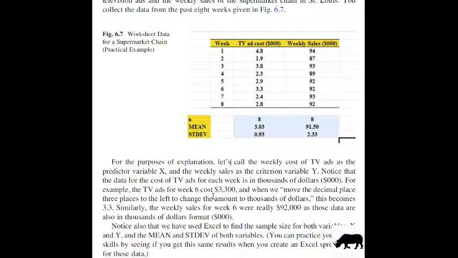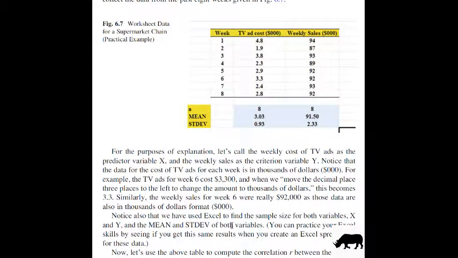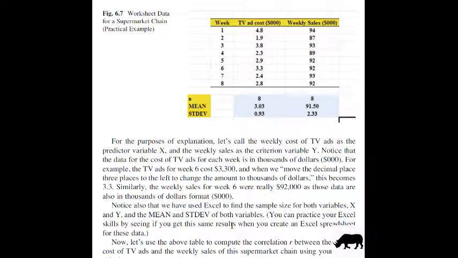Notice that the data for the cost of TV ads for each week is in thousands of dollars, $000. For example, the TV ads for week 6 cost $3,300. And when we move the decimal place 3 places to the left to change the amount to thousands of dollars, this becomes 3.3. Similarly, the weekly sales for week 6 were really $92,000, as those data are also in thousands of dollars format, $000.